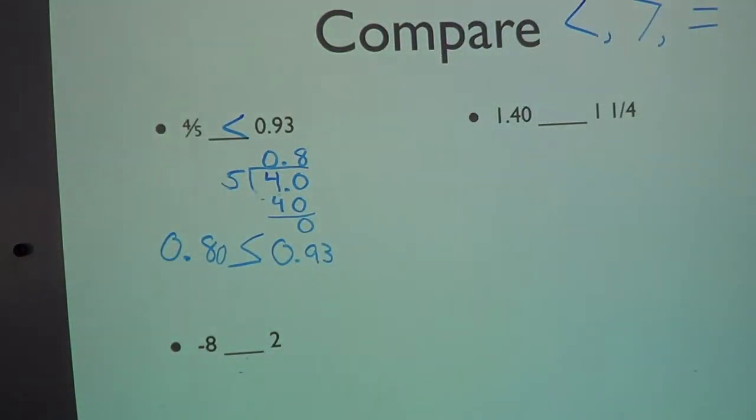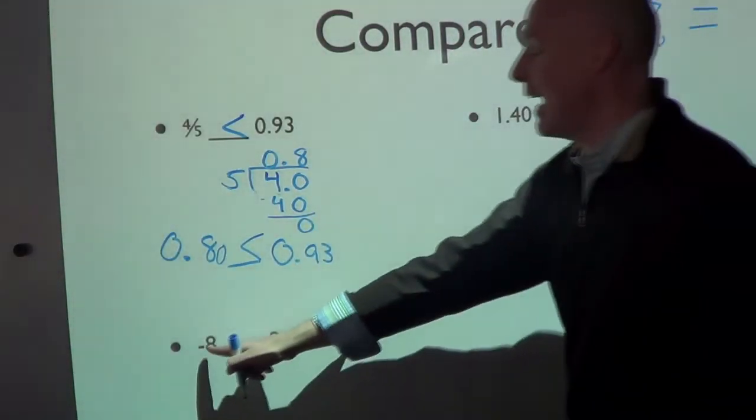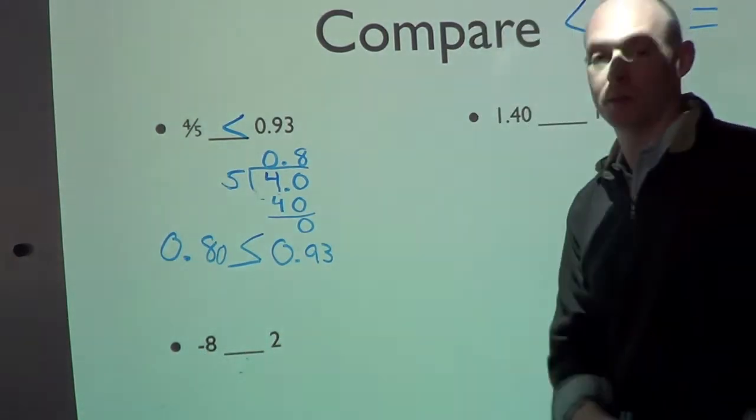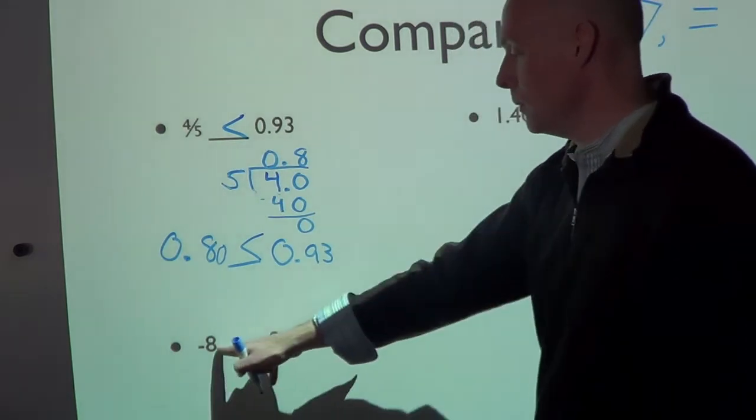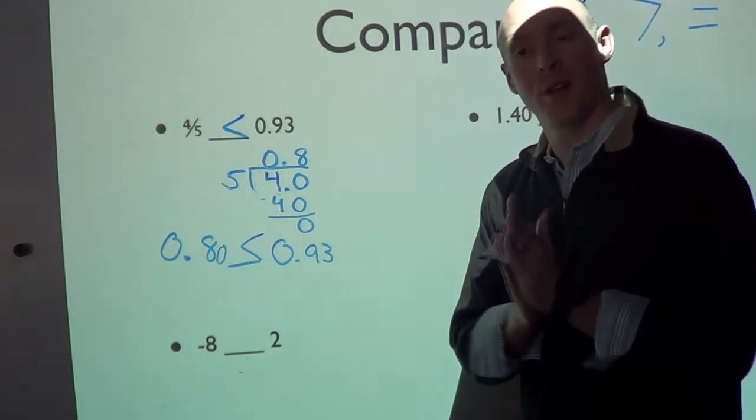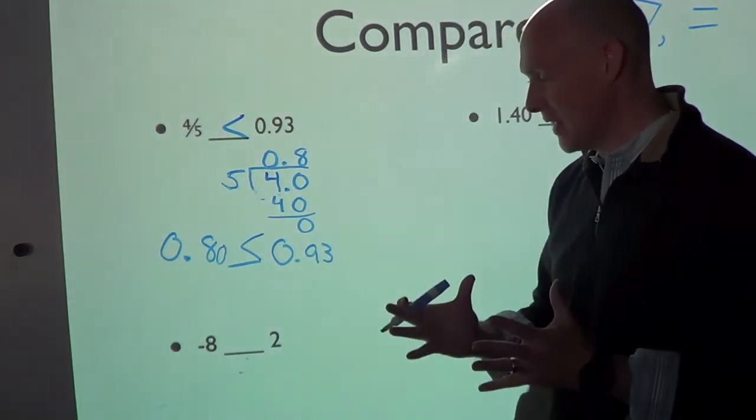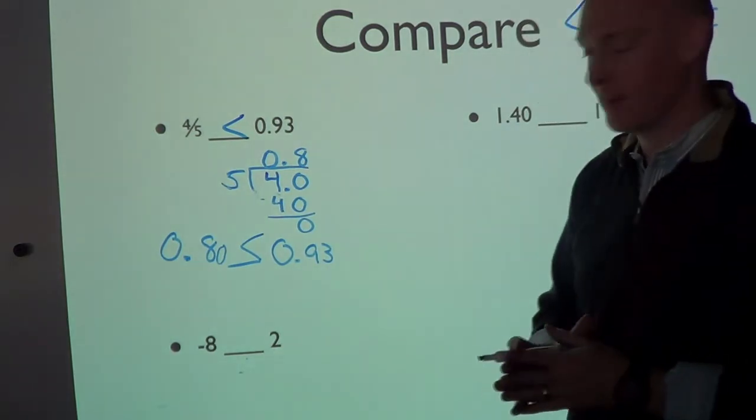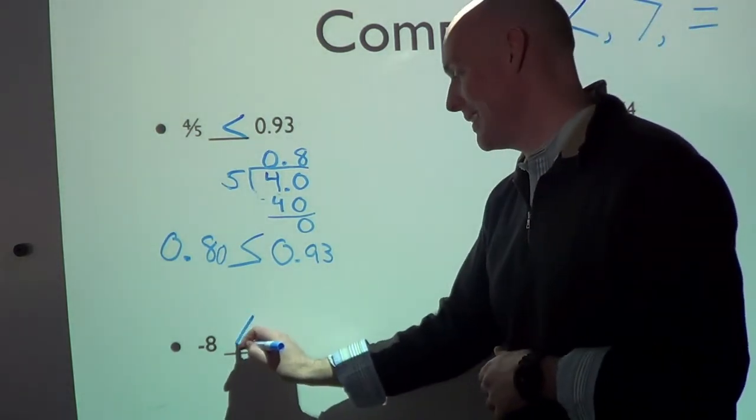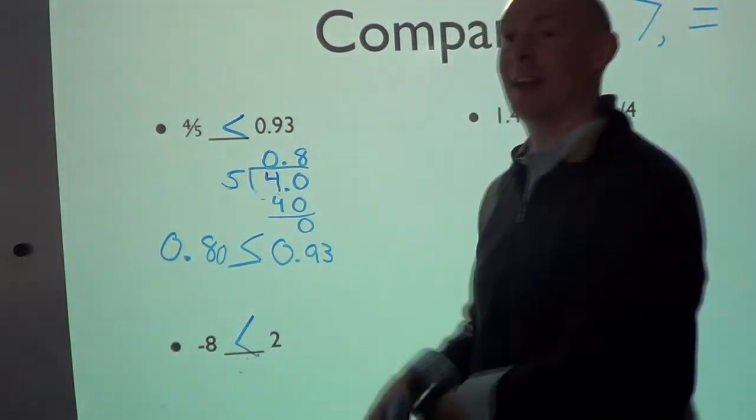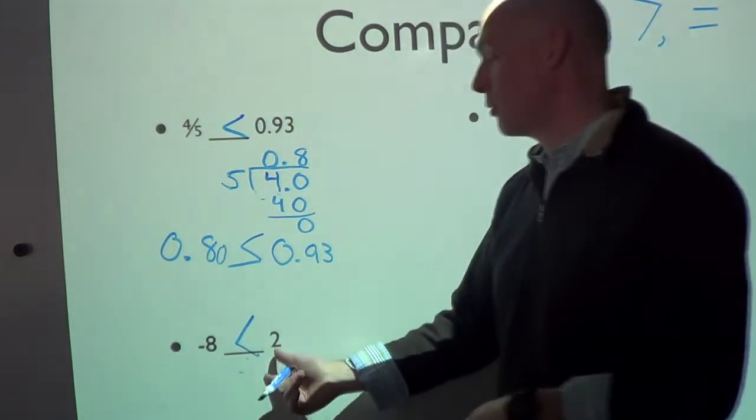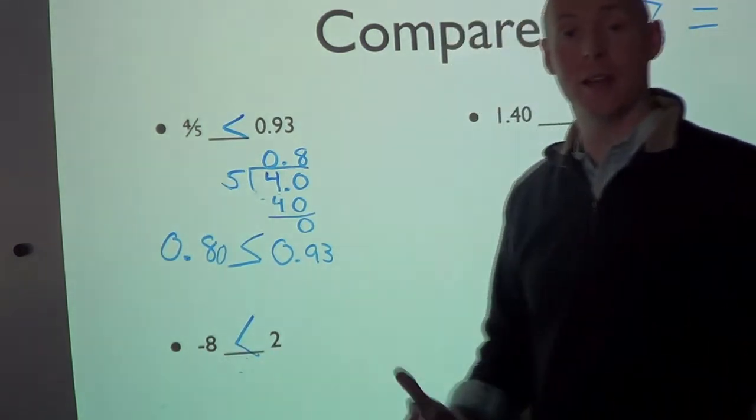Let's look down here at this example. -8 and 2. They're in the same form. They're both integers. Now which one's greater? Well, if you remember my second tip, any positive number is greater than any negative number. So right away we know 2 is greater than -8.